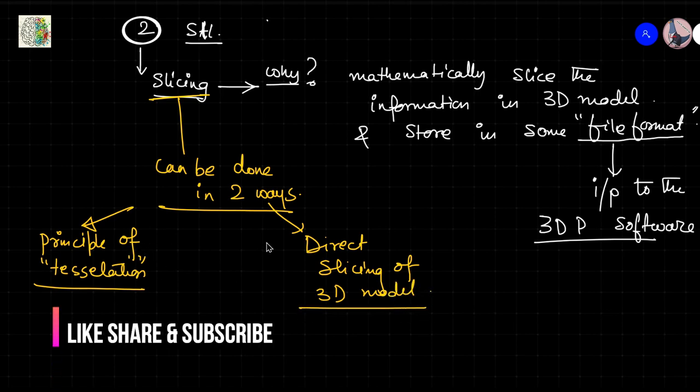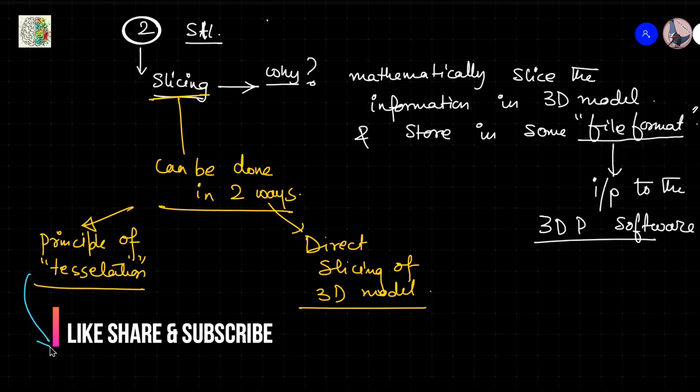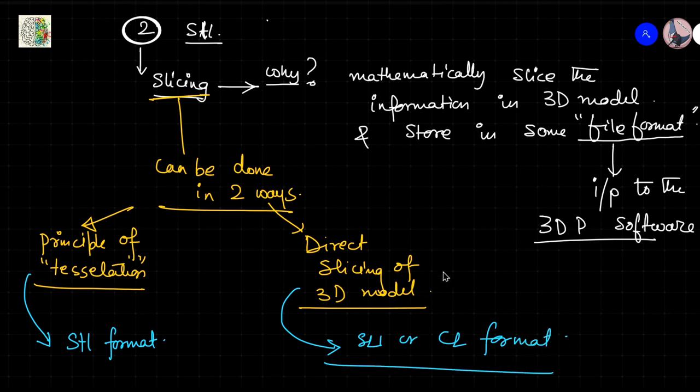Now, if you use the principle of tessellation, whatever you get as output, that format is called STL format. And if you are doing direct slicing, then whatever you get is the SLI or CLI format. This particular method is not very common, so we will not be studying it in detail, but we will try to understand and learn a bit more about it.